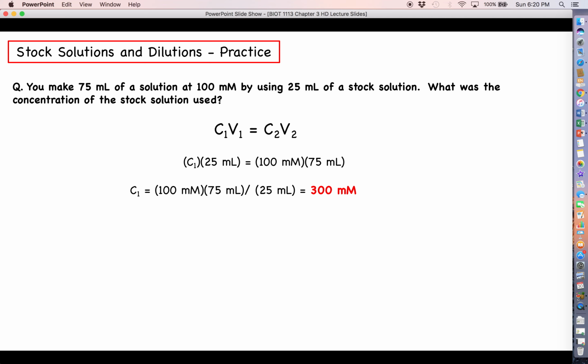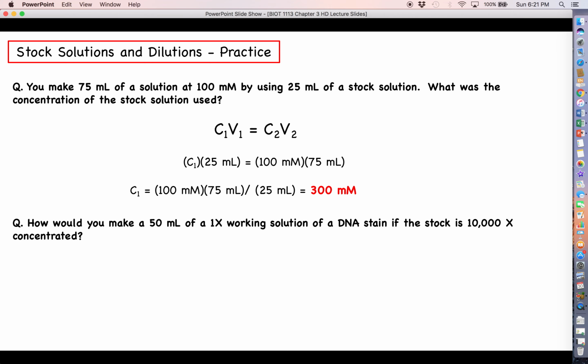So we started with 25 milliliters of that 300 millimolar stock solution, and by bringing it up to 75 milliliters in a graduated cylinder, we were able to achieve the diluted solution at 100 millimolar. Okay, let's do another one.